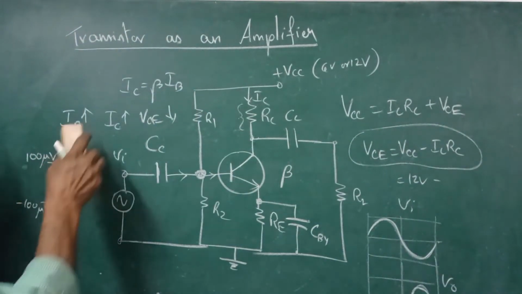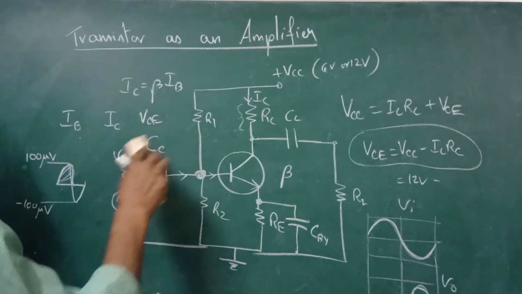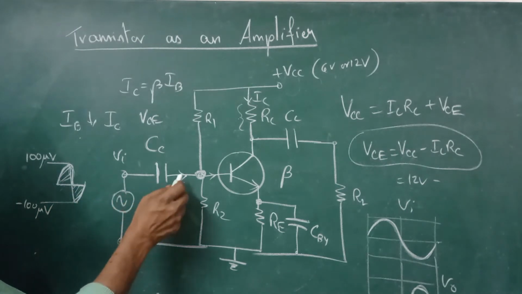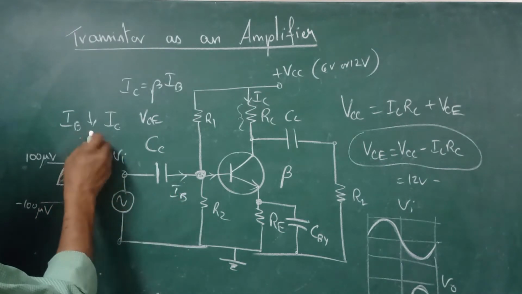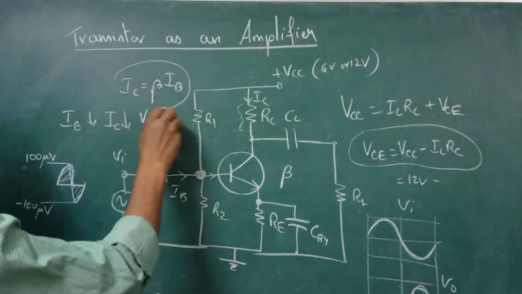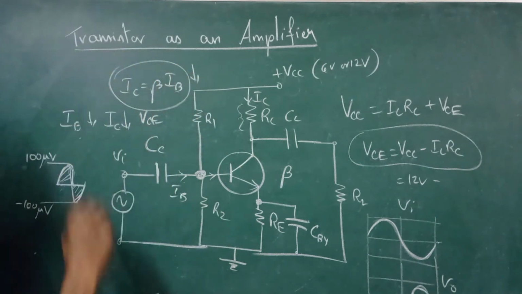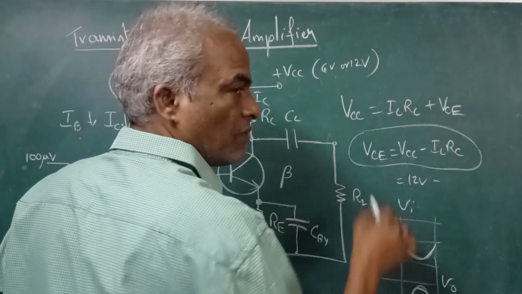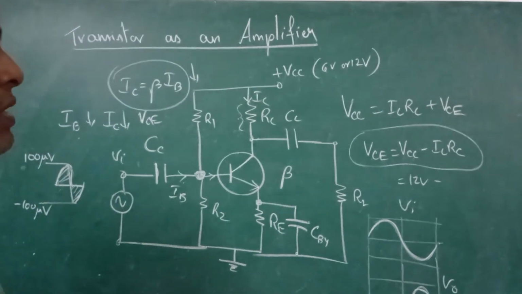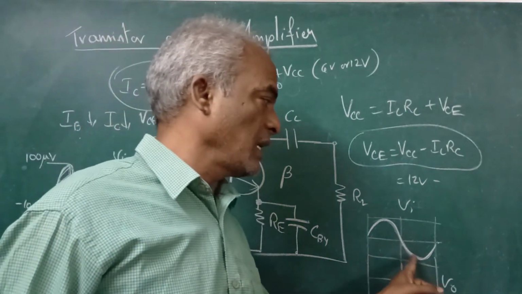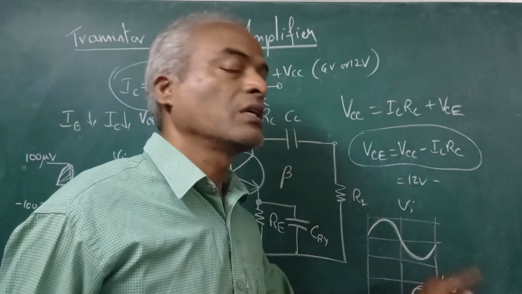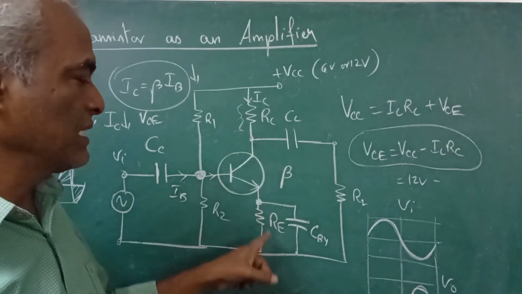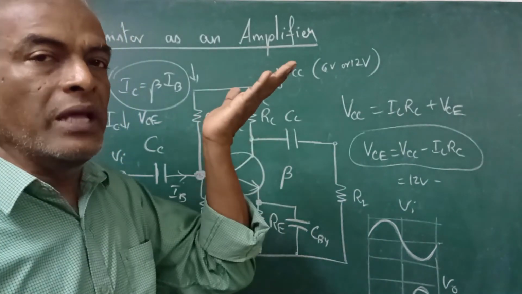Next what happens is IB decreases, base current decreases, because when it goes for the negative half cycle, the base current decreases. Therefore collector current also decreases by this relation. Base current decreases means collector current also decreases. Collector current decreases means VCE value will increase. That's why when the input signal goes in the negative half cycle, the output signal goes to the positive. The V out will increase because we are taking the output between collector and emitter. So VCE value will increase.